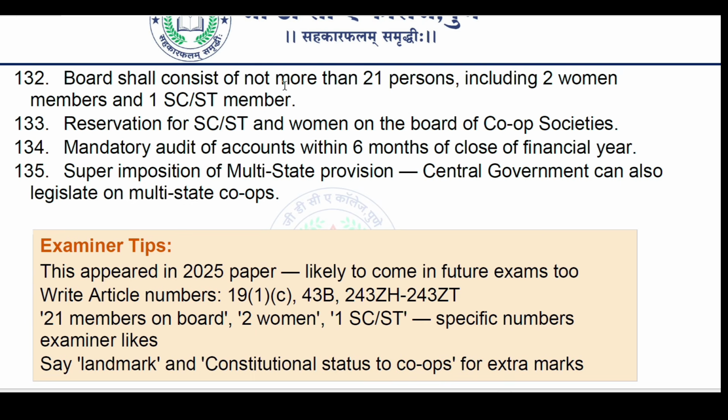The board shall consist of not more than 21 persons, including 2 women members and 1 SC/ST member. Reservation for SC/ST and women on the board of a cooperative society. Mandatory audit of accounts within 6 months of closure of the financial year, that is 1st April to 31st March. Superimposition of multi-state provision: the central government can also legislate on multi-state cooperatives.